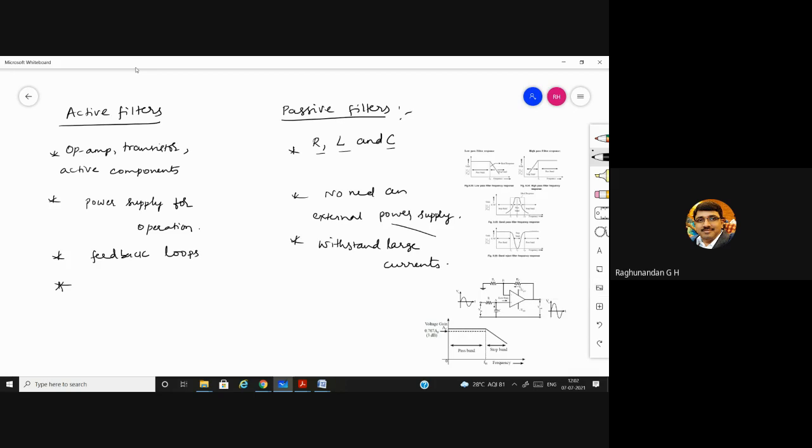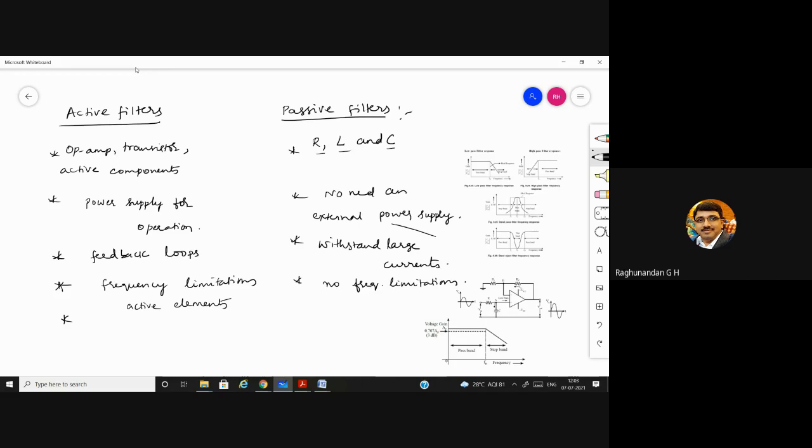Coming to this, active filters have some frequency limitations because of the active elements, that is, the components have some frequency limitation. They can work only till that frequency. But when it comes to the passive filters, there are no such frequency limitations, because they are not going to use any active components.